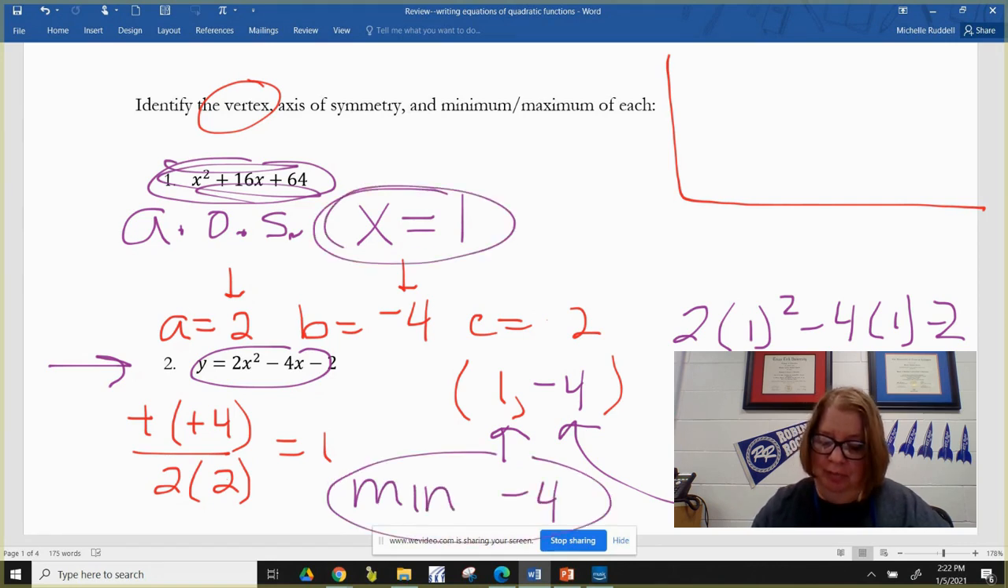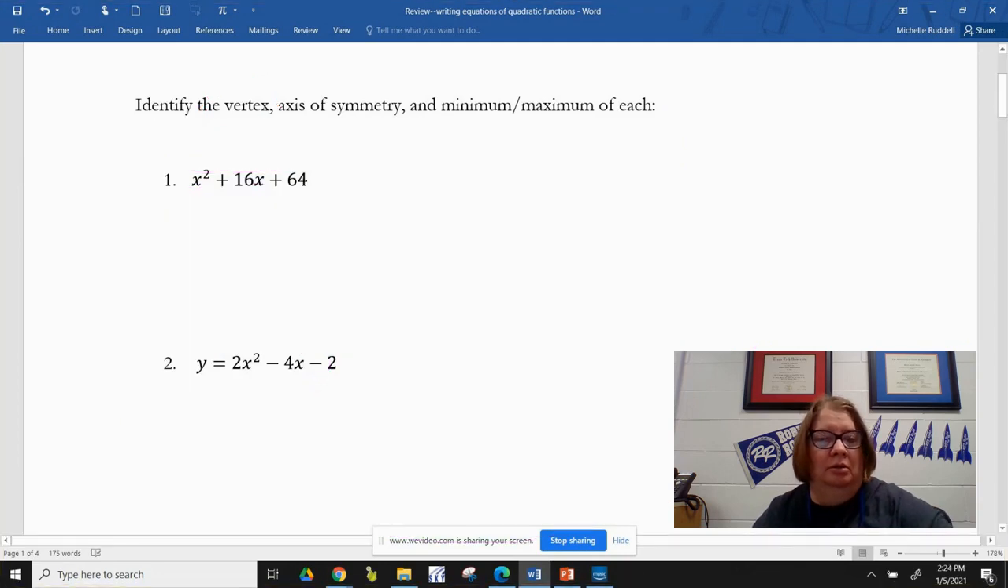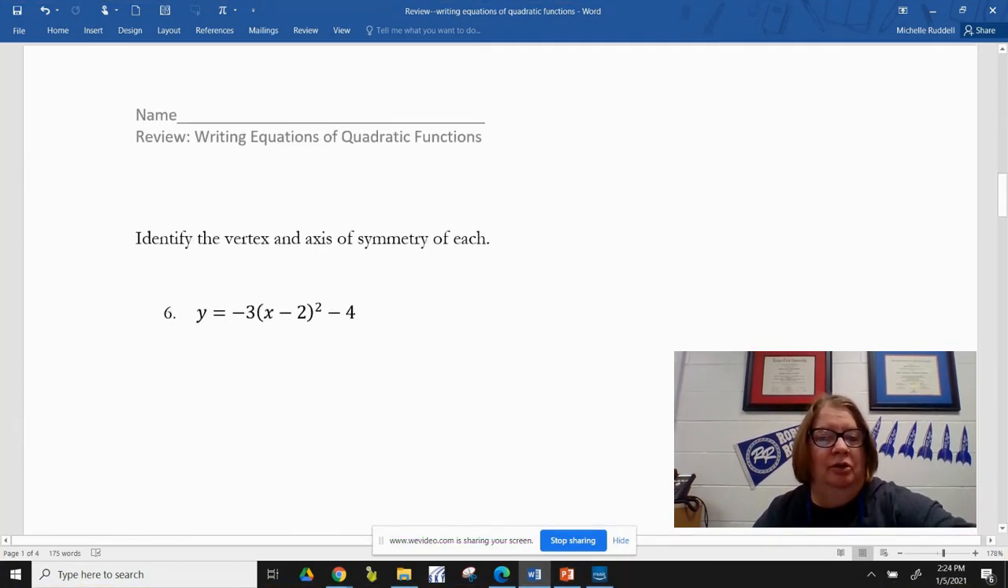With the axis of symmetry, you must write the x equals with it. You can't just put the number. You have to put the x equals because you're writing the equation of the line. For the minimum, you can just put the number for the y value. Okay? That's vertex, axis of symmetry, and minimum or maximum from standard form. And you have 3 more to do there.